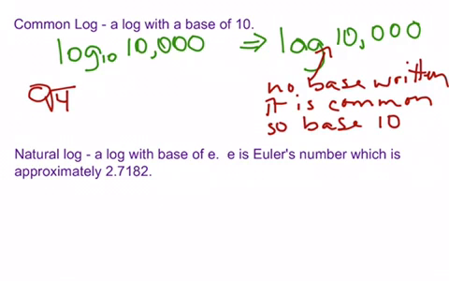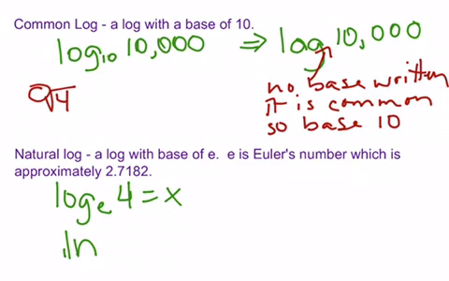All right, natural log is a log in base E. This can be rewritten as LN. I am not sure of the history behind this, but I remembered it because L is log, N is natural, so that stands for natural log. So if I had LN4 equals X, this means log in base E.